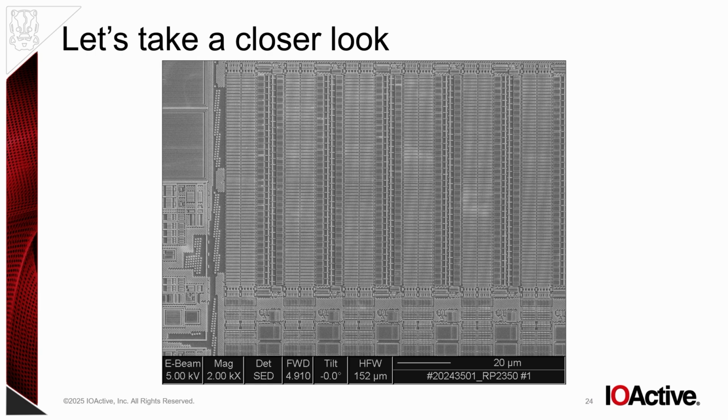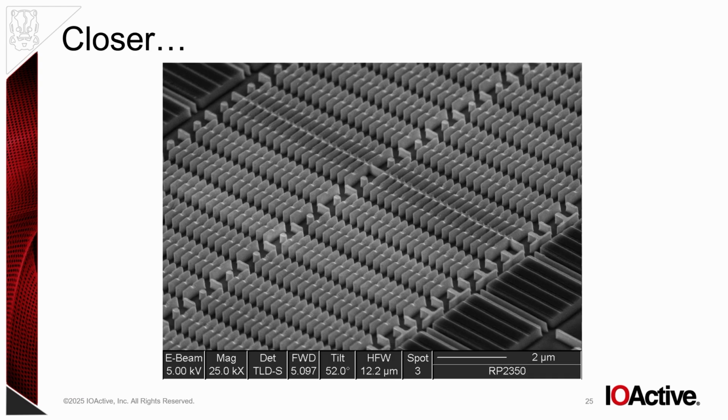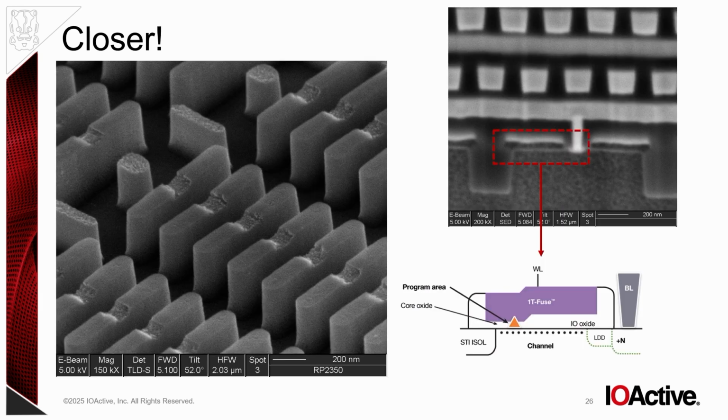We can zoom in a little bit more. We've got columns of these, what looks like a memory array. And then we do some nice tilted images in the SEM to give us a 3D view. And here it gets quite interesting. The structures that are raised, this is where the transistors are based.